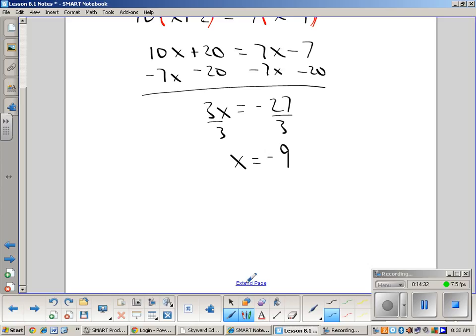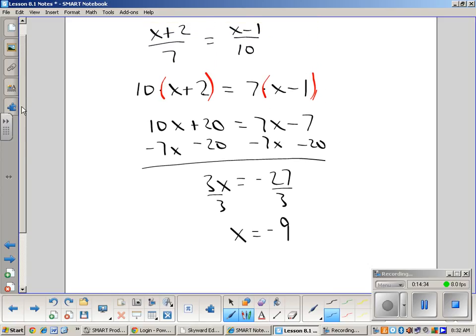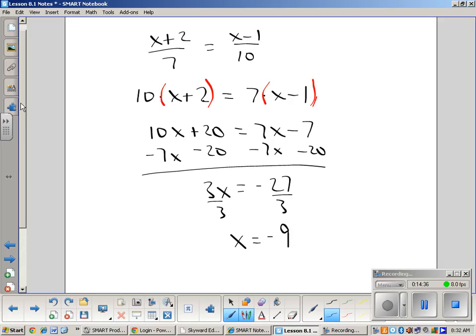If I went back and plugged that in, what's negative 9 plus 2? Negative 7 over 7 is? Negative 1. What's negative 9 minus 1? Negative 10. What's negative 10 divided by 10? Negative 1. It checks, doesn't it? Okay? Here's my answer.